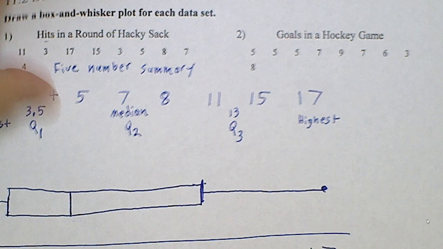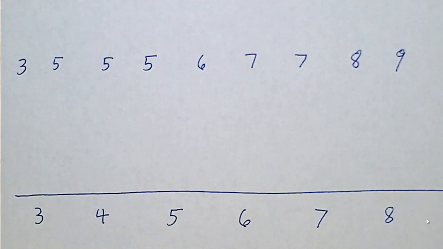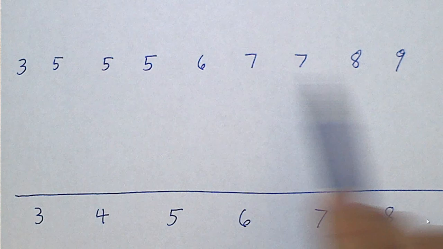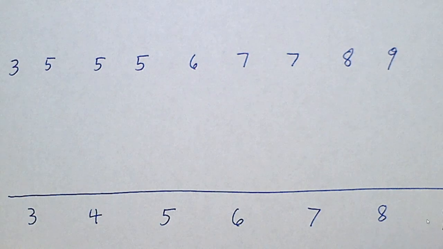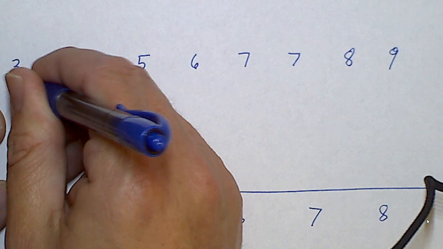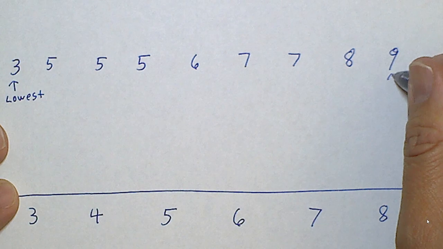All right, so I am hoping that you guys were able to create a box whisker plot for this set of data. So the first thing I did, again, write all the numbers out in order from smallest to biggest, which I did. And let's identify the smallest number and the biggest number. So again, this is the lowest, the 3. And our biggest is 9. Our highest is 9.